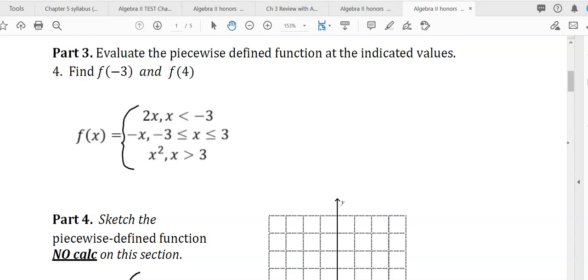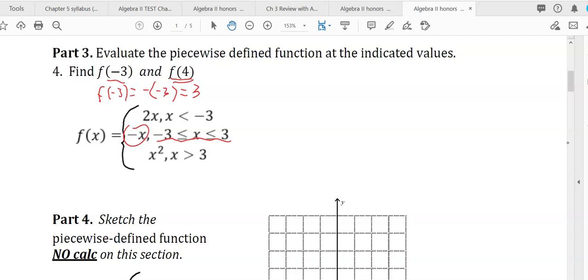So this one, make sure when you plug it in, you only get one answer, not 3. There's 3 pieces, but you're only going to plug into one of those. So f of -3. So which domain does that fit into? Not the first one, because it's not smaller than -3. I think it does fit into this domain, right? -3 is less than or equal to -3. That's true. So you're going to plug into this function for that one. So f of -3 would equal negative. Instead of x, you're going to plug in -3, which is +3. So we get +3.